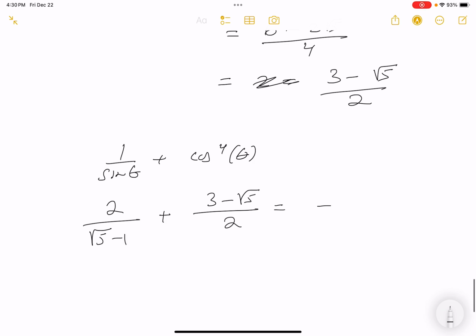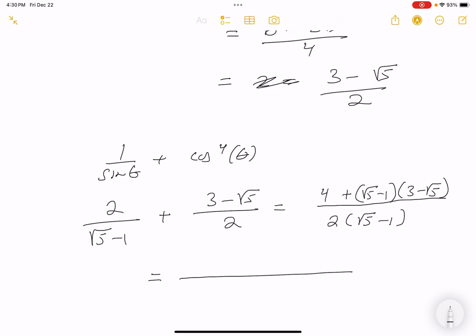Well, I've got some work to do, don't I? And the work's going to be a common denominator. The common denominator is going to be 2 times root 5 minus 1. And what do you get there? You get 4 plus root 5 minus 1 times 3 minus root 5. Wow, it's much more complicated than the other method, wasn't it? On bottom you get 2 times root 5 minus 1. On top you get 4 plus, well, I've got to do this, 3 root 5s minus 5 minus 3 plus root 5. I'm distributing, by the way.